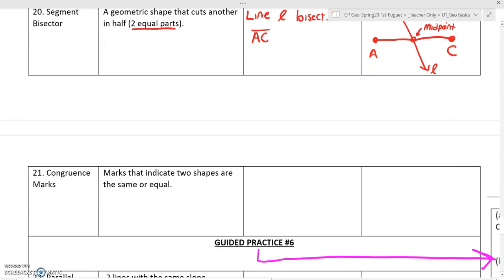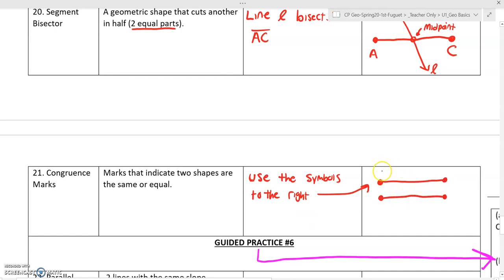Marks that indicate two shapes are the same are equal. So what are we going to use to label that? Well, we are going to use the symbols to the right here. And I'm going to draw 2 examples. The first example is when two segments are exactly the same length. So I'm going to have segment GE and XZ. When I want to say those two things are equal, let me switch to blue here, I'm going to use a little dash mark, just to mark that those two things are equal to each other. Okay.